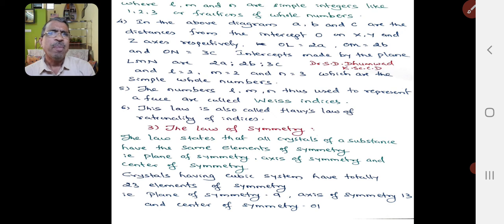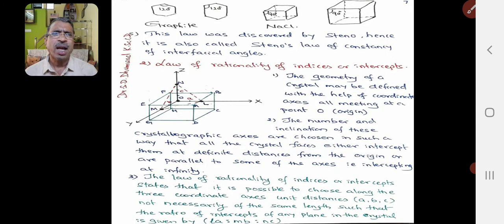In the above diagram, A, B and C are the distances from the intercepts O on the X, Y and Z axes respectively. Assume OL is equal to 2A. See the diagram. Assume OL is equal to 2A, OM is equal to 2B, ON is equal to 3C. The length on the x-axis is given as A, on the y-axis as B, and on the z-axis as C.